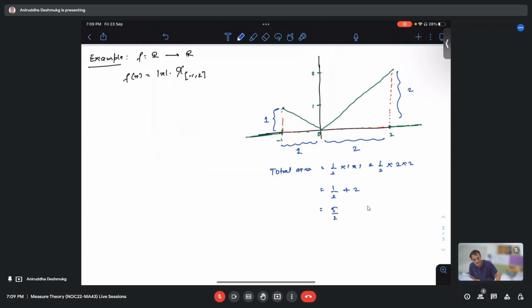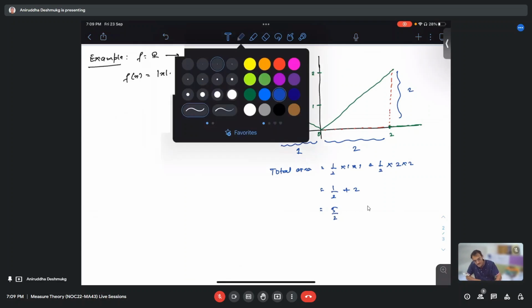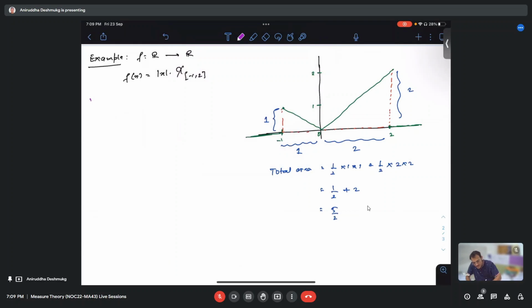So we expect that since Lebesgue integrals are generalizations of Riemann integrals, and the motivation of the Riemann integral is the area under a curve, the Lebesgue integral of this function mod x into chi of minus 1 comma 2 should give us 5 by 2. So what do we expect? We expect that f is inside L1(R, lambda), and the integral of f d lambda over R is equal to 5 by 2.